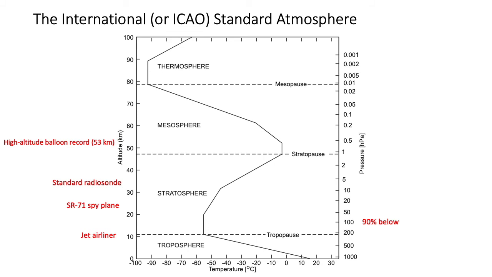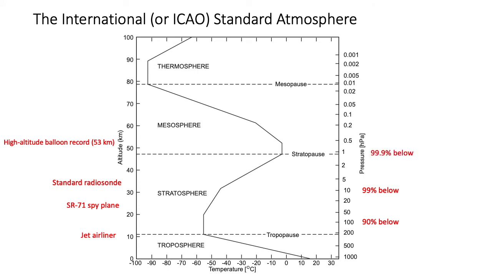Now the pressure, if you'll remember from an earlier lecture, is a measure of the weight of the atmosphere above that level. So if the pressure near the surface is around 1,000 hectopascals, then a pressure of 100 hectopascals is 10% of the sea level value, which means that 90% of the atmosphere's mass is below 100 hectopascals. If we get up to 10 hectopascals, 99% of the mass of the atmosphere is now below that level, and only 1% is above that level.